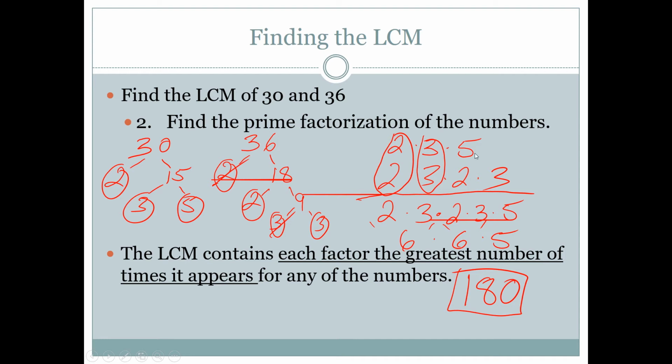And then everything else that is unmatched gets copied down. So a 2, 3, and a 5. Multiply all that together, and that is your LCM, your least common multiple. This has a great application, by the way, when it comes to finding common denominators in fractions, and we'll get to that in a bit here.